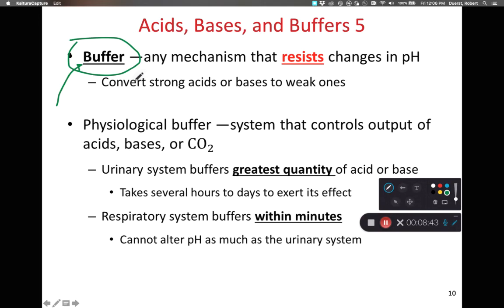If you take a buffer and you expose it to an acid, the buffer will act like a base and resist the change in pH. If you have a buffer and you expose it to a base, the buffer will act like an acid and resist the change in pH.